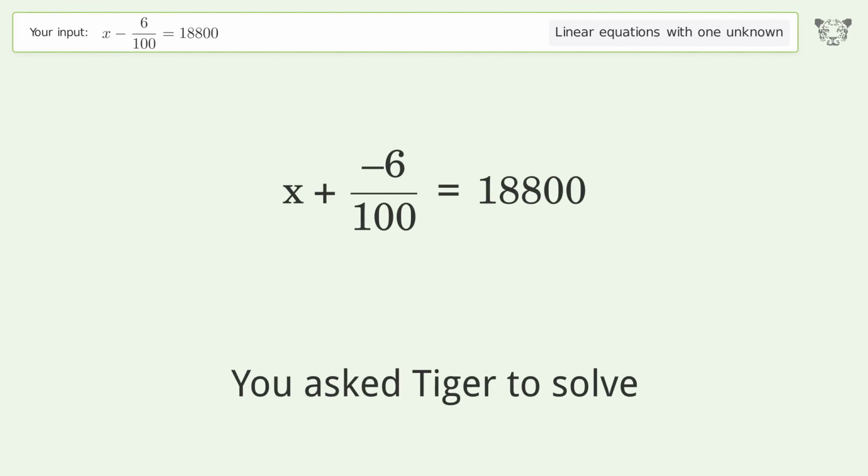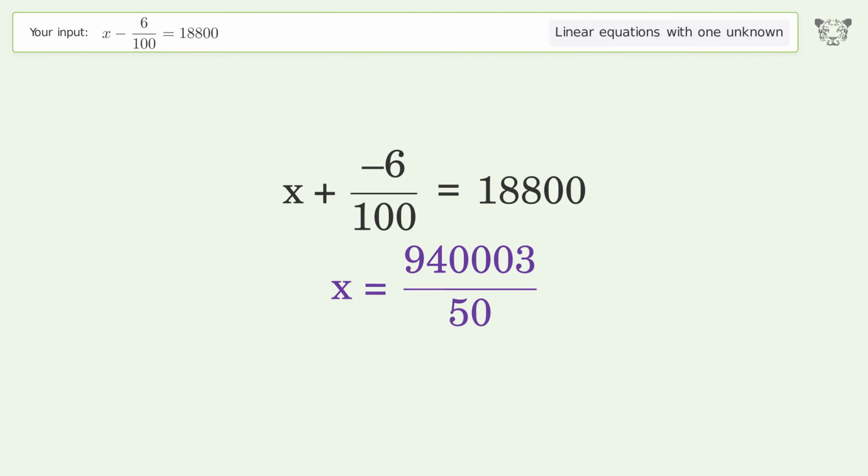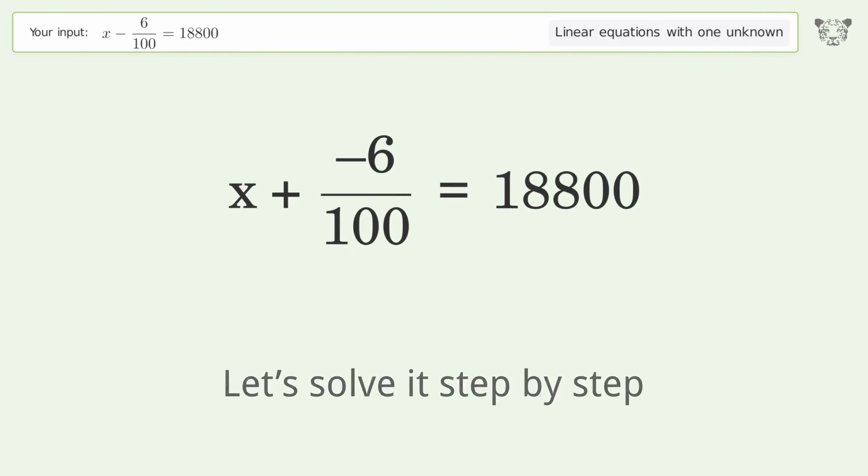You ask Tiger to solve. This deals with linear equations with one unknown. The final result is x equals 94003 over 50. Let's solve it step by step.